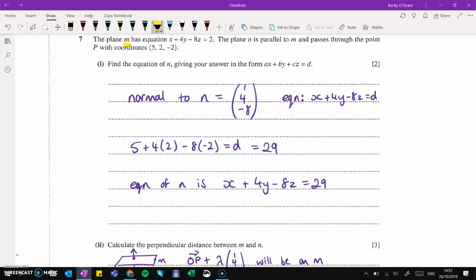a plane M that's got this equation here, and the n is parallel to M, which means that it will have the same starting part of its equation just here. So we can get that straight off of that equation. What will be different is the D part.